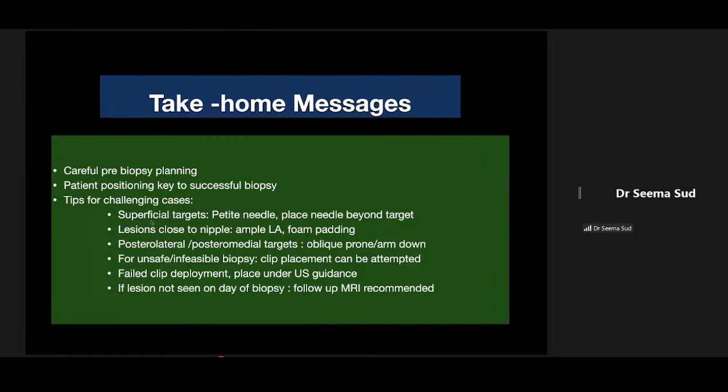And the tips for challenging cases I have shown you are for when you have a superficial target, if lesions are close to the nipple, if they're posterolateral or posteromedial, and sometimes you can even have failed clip deployment. If you have not been able to deploy it, do it under ultrasound guidance later. And very rarely, you do not see the lesion on the day of the biopsy, because sometimes you can mistake hormonal changes for worrisome features. In these cases, just a follow-up MRI is recommended.